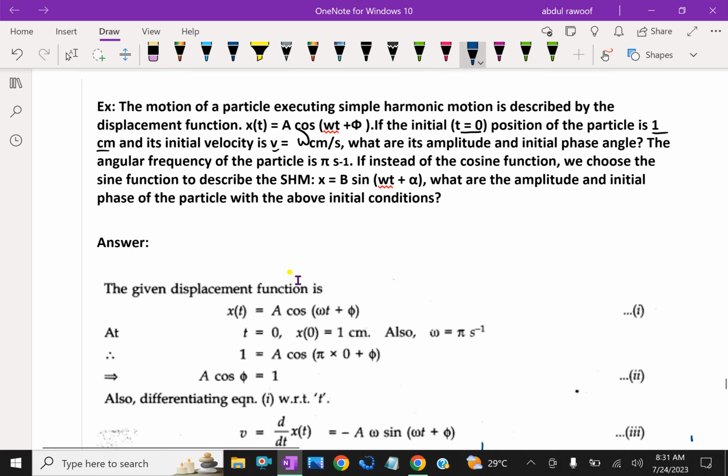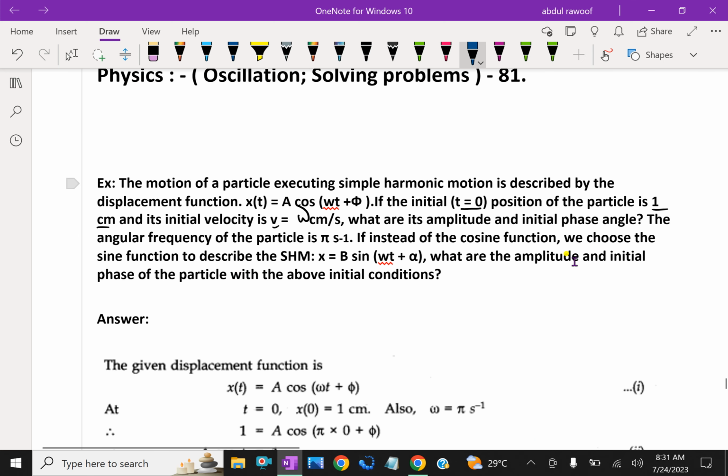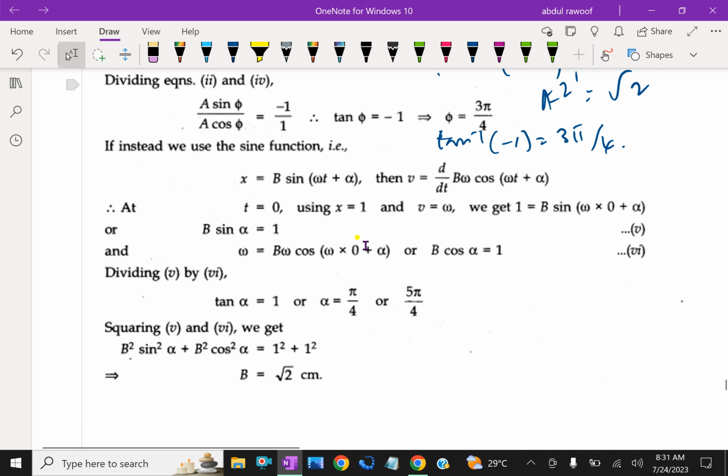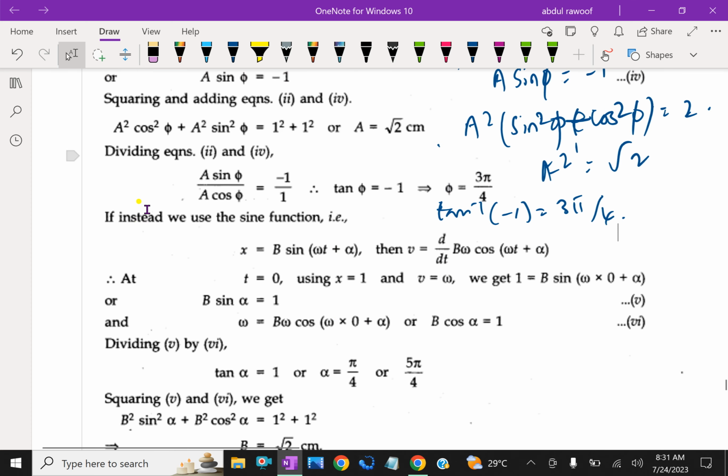Now, next part. If instead of the cosine function you are using the sine function for SHM, that is x = B sin(ωt + α), what are the amplitude and initial phase angle with the above initial conditions? The same conditions you have to follow. Here, instead of cos, we are using the sine function for SHM, x = B sin(ωt + α).